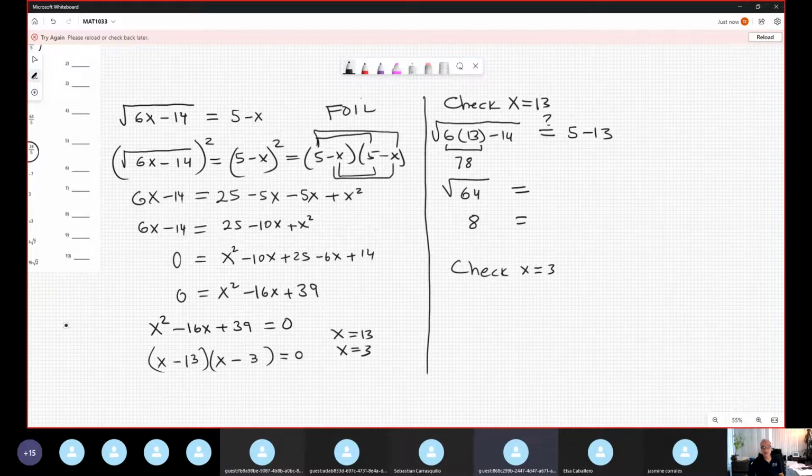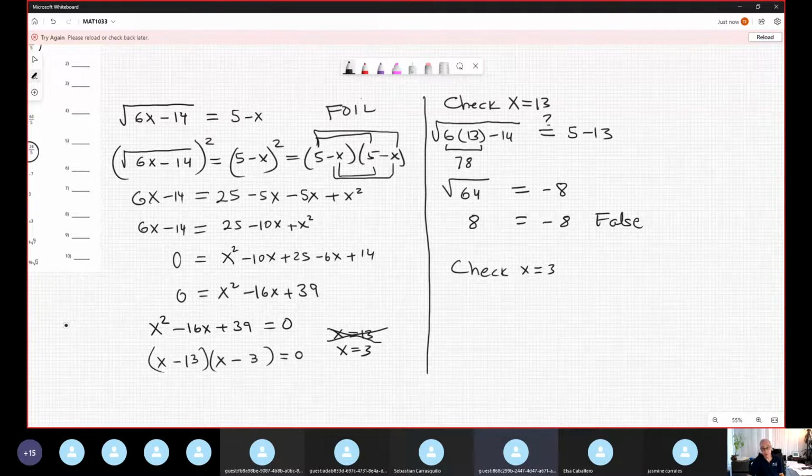On the right-hand side, we have 5 minus 13, which is minus 8. And 8 and negative 8 are not equal. Therefore, the solution 13 is not good. Sometimes one is not good and another is good, or both are not good, so there is no solution. Okay, let's check it now for 3.